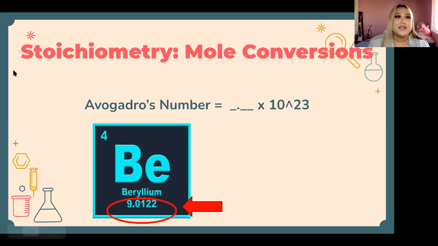Okay, so just starting off with stoichiometry and mole conversions. What is Avogadro's number? So we have the times 10 to the 23rd. I just couldn't find the 23rd part. What's the first part? Yeah, 6.023. Okay, perfect, Caitlin.